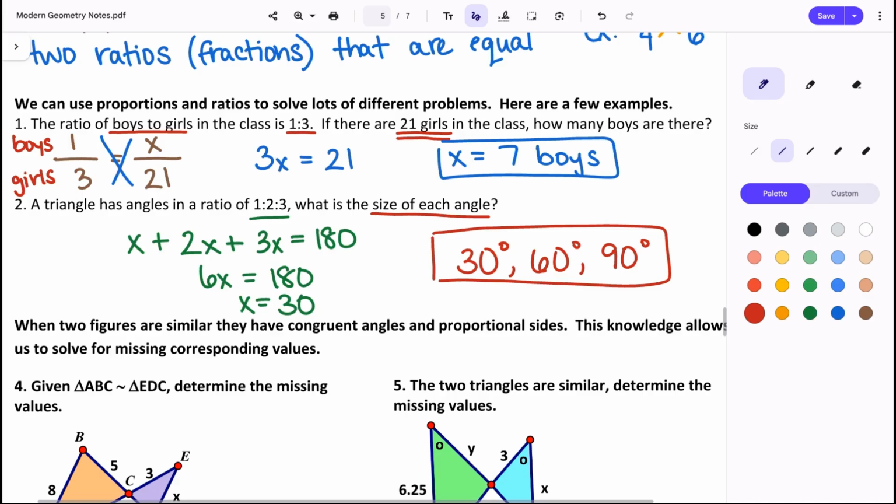All right, do we have any questions so far on setting up those proportions from ratios?